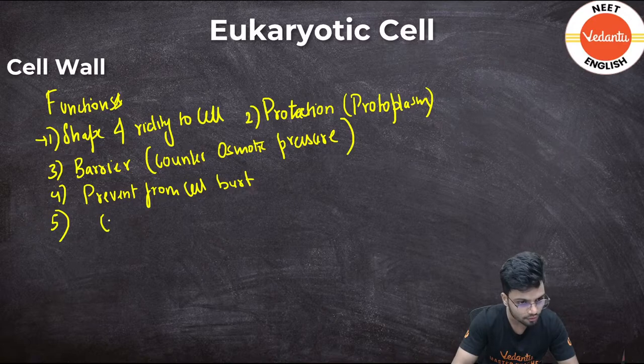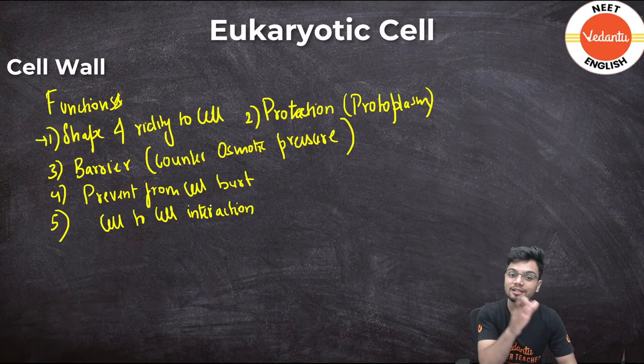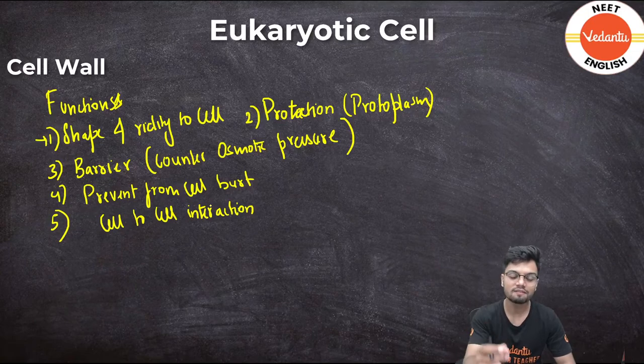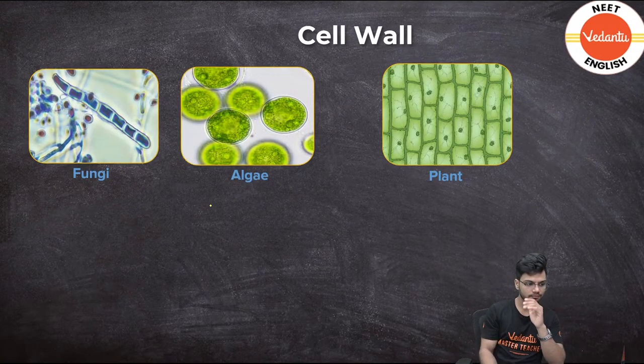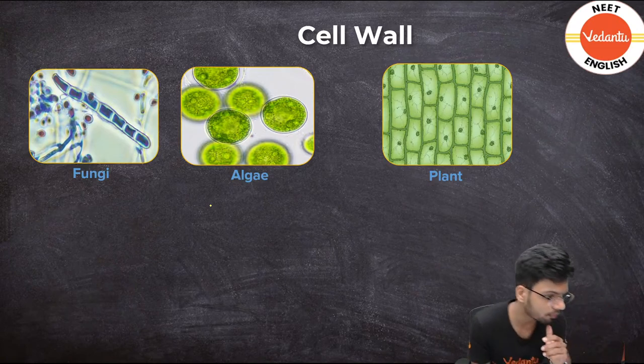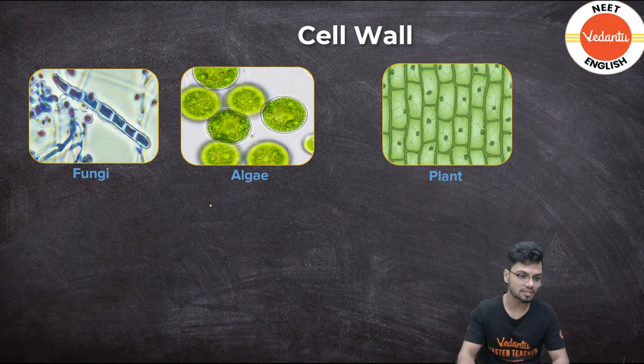And it is also involved in cell-to-cell interaction. I love this in this chapter. It is also involved in the cell-to-cell interaction. That is the function of the cell wall. Now, what is the cell wall made up of? Anyone tell me in chat?